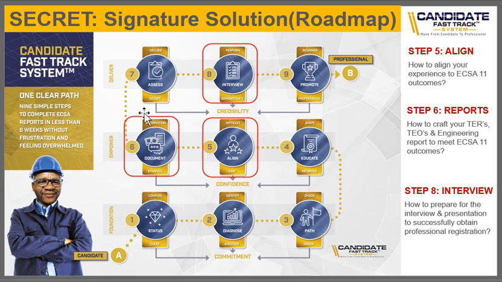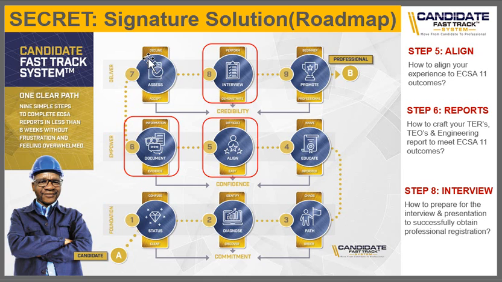Step number 6, we call it document or documentation. This is where we show you and help you and guide you in writing your TER reports, your TEO reports, and your engineering report to meet your 11 outcomes. That is part of step number 6. Okay, that's what we do in this step.